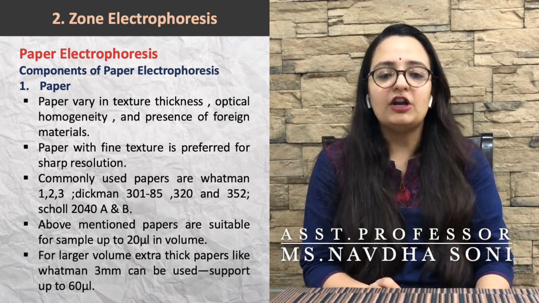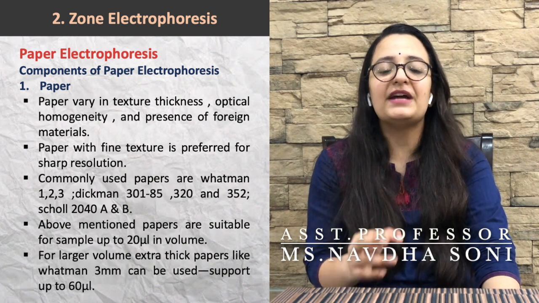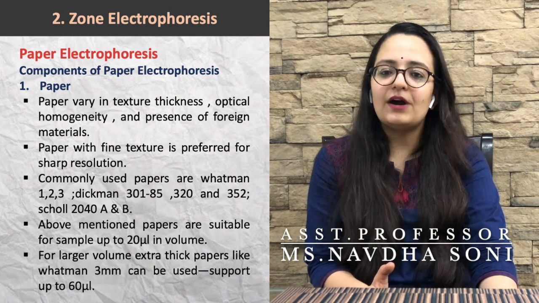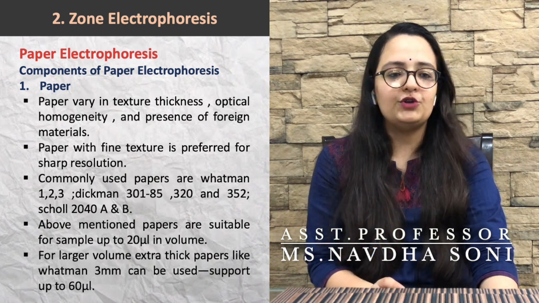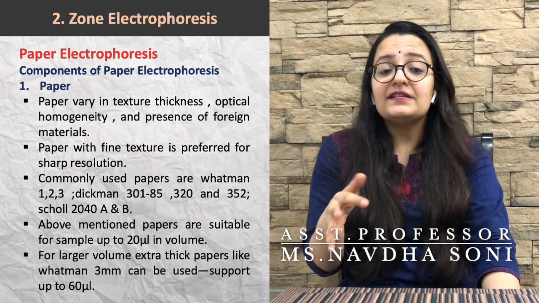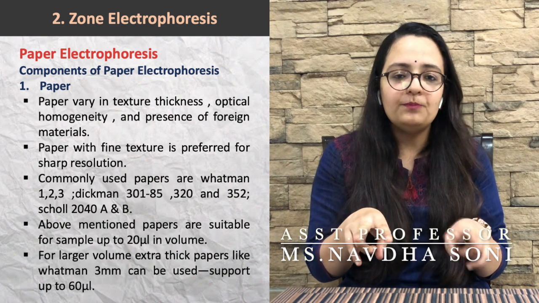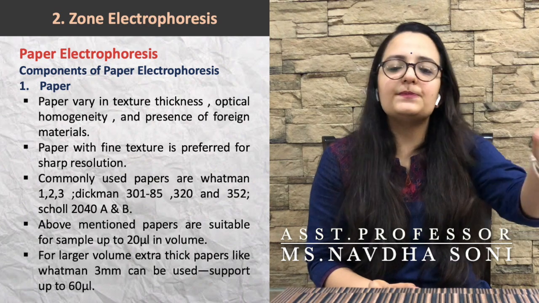Commonly, Whatman filter papers of grades 1, 2, and 3 are used. Sometimes Schleicher and Schuell 301 and 85, 320 and 352 are used. Scald 2040 A and B are also used. All the papers mentioned above are suitable for samples up to 20 microliters in volume, meaning these papers are used for a smaller amount of sample.